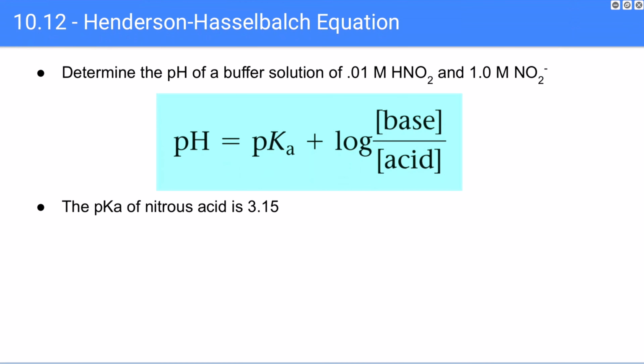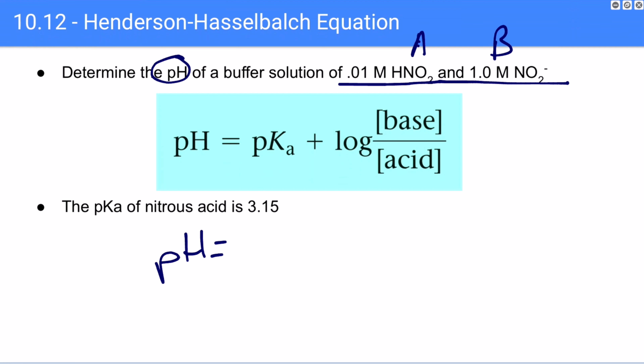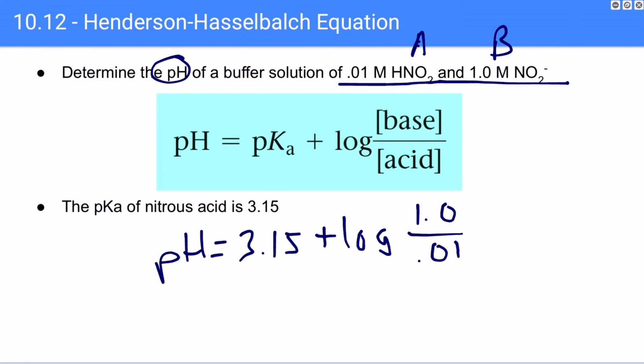All right, so the very last problem here, it does ask us to calculate the pH of a buffer solution with 0.01 molar HNO2 and 1.0 molar NO2 minus. So this is the acid in my buffer solution. This is the base in my buffer solution. We're given the pKa, so this just simply becomes an algebra problem. So pH equals your pKa, which is 3.15, plus the log of the concentration of the base over the concentration of the acid.